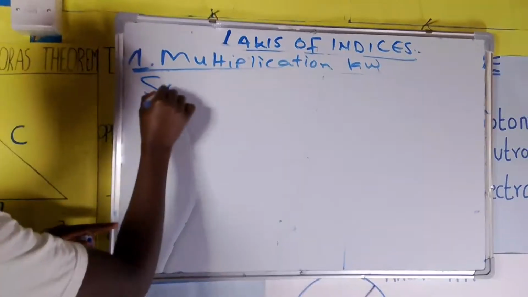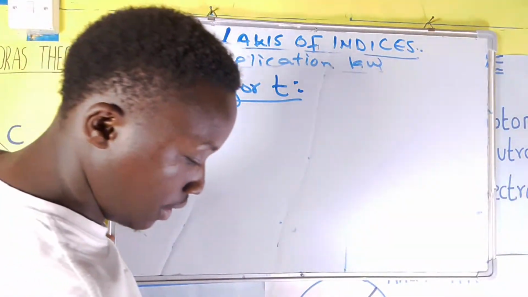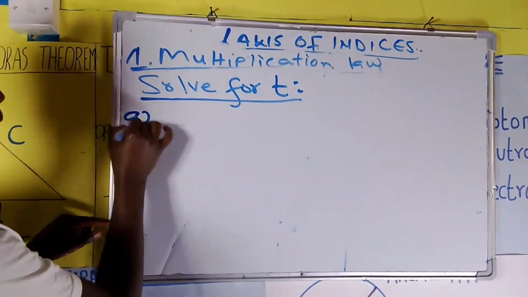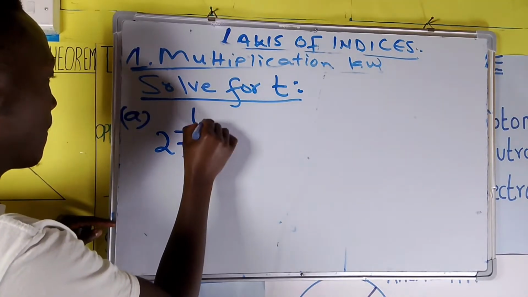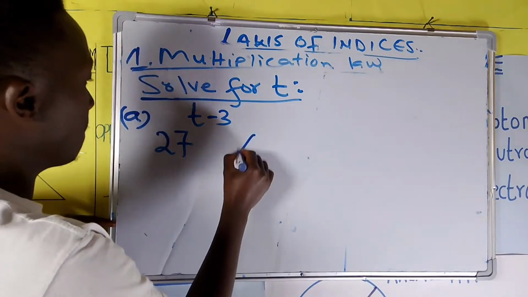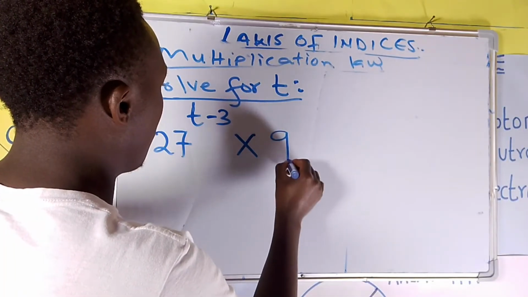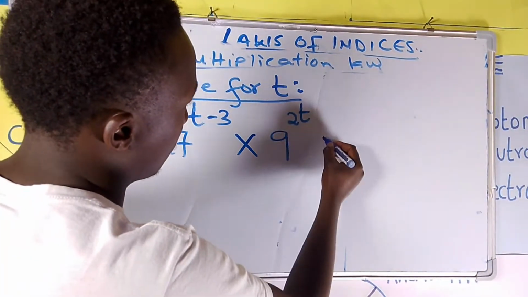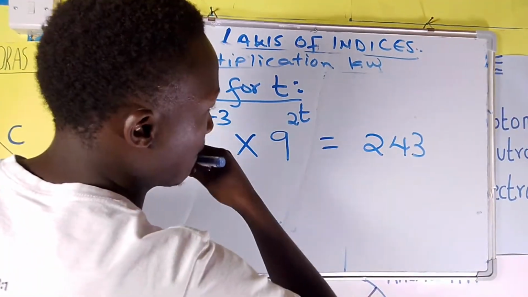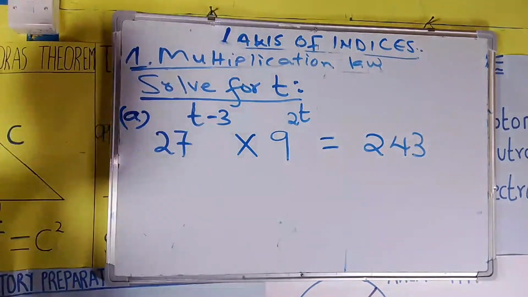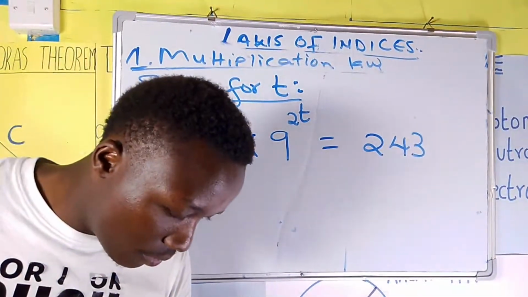So respond to this. Solve for t. Fanya hiyo, unipatie feedback. Do that one and give me the response.